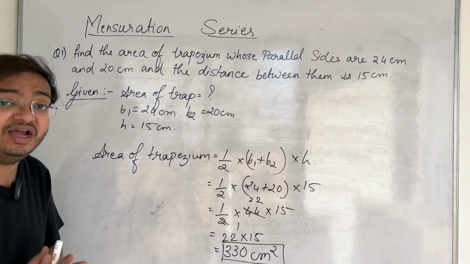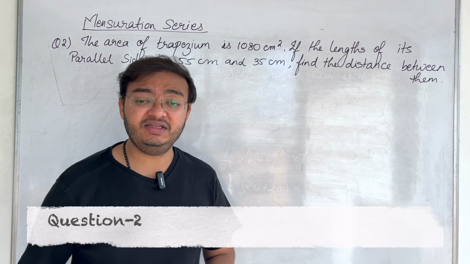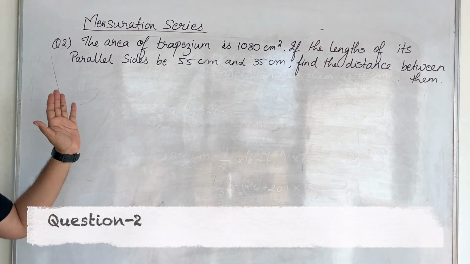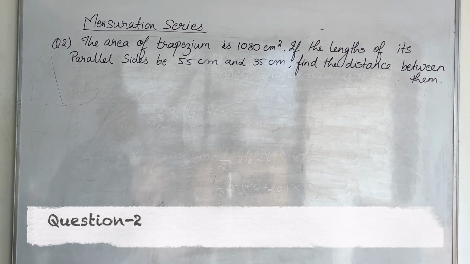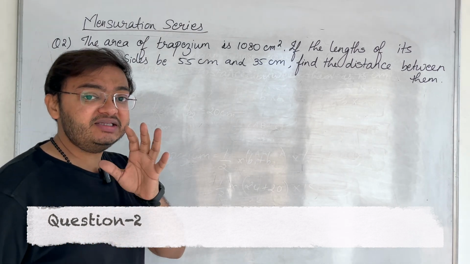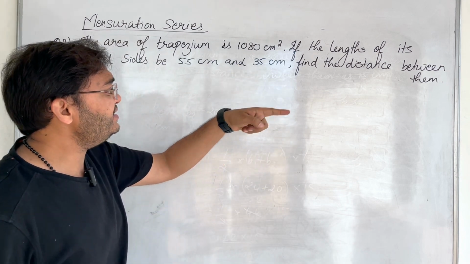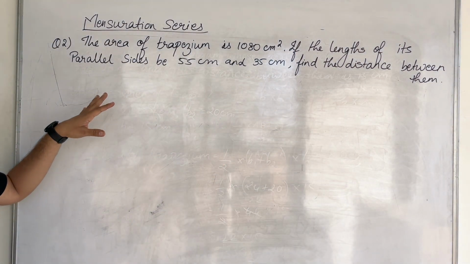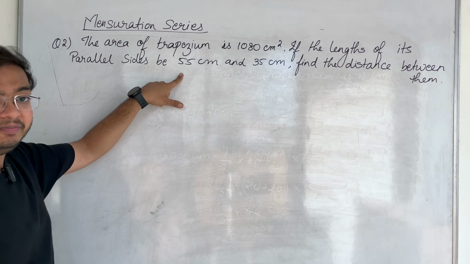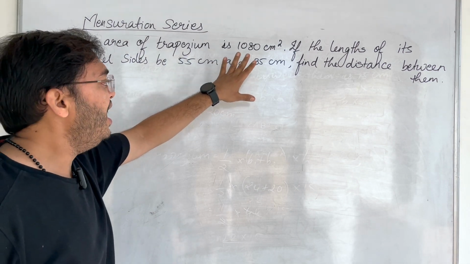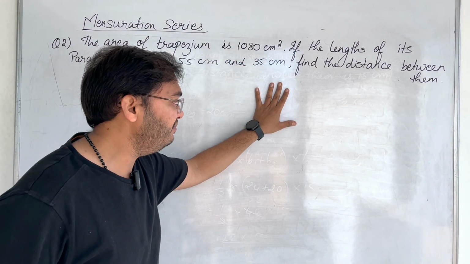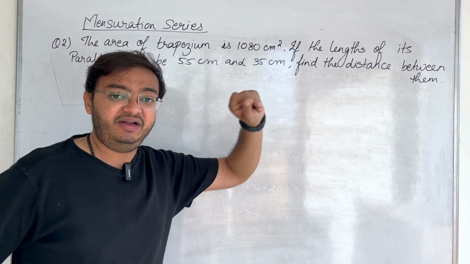Moving towards our next question. So here we are with the second question. The question says that the area of the trapezium is 1080 centimeter square. That means here the area of the trapezium is already given to us. And the length of its parallel sides are also given to us. The first parallel side is 55 centimeter and another parallel side is 35 centimeter. We have to find the distance between them.